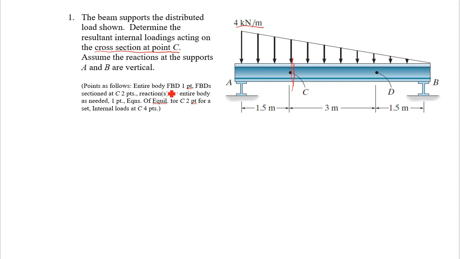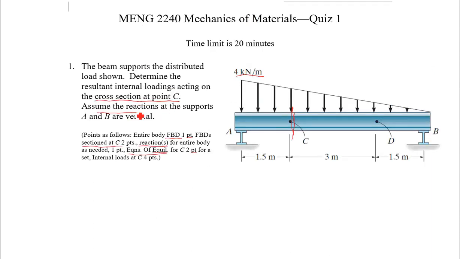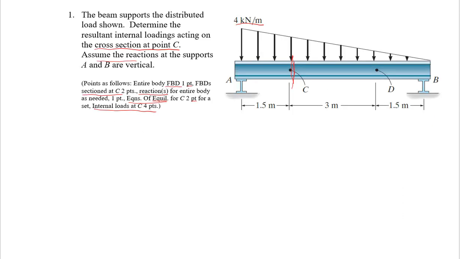We need to draw a free body diagram for the entire thing, a free body diagram for the section that we're going to consider, find one reaction or both reactions for the entire body, set up some equations of equilibrium at point C, and then finally solve for those internal loads. So let's get started.